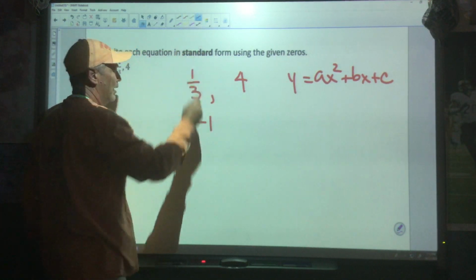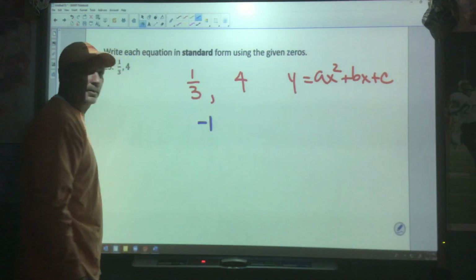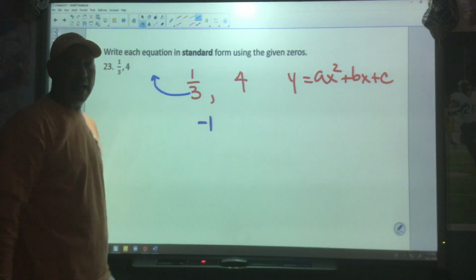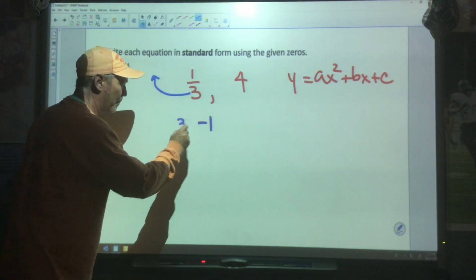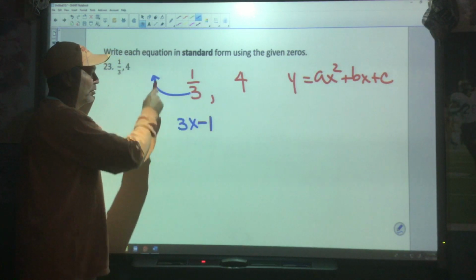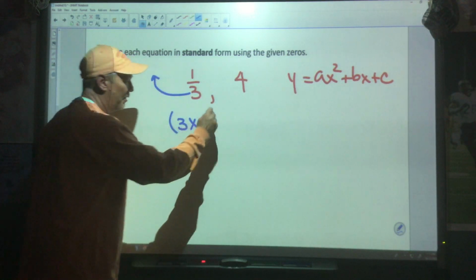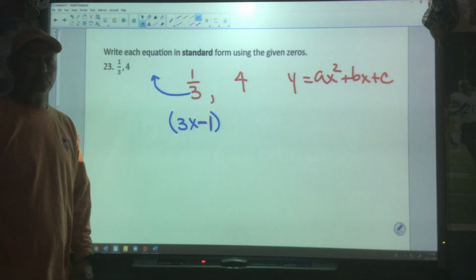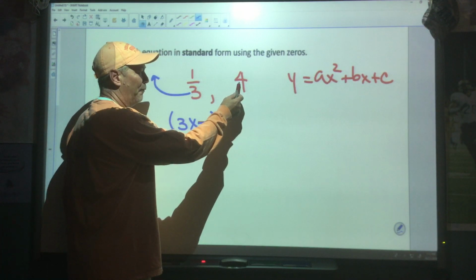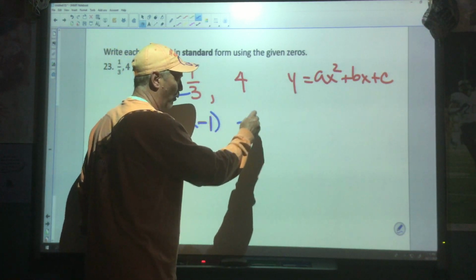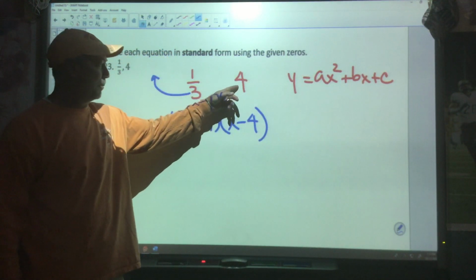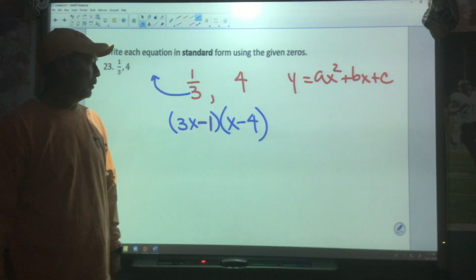Let's change this to blue. Negative 1. And then we're going to ask you to push the 3 back in front of the x where it was. So 1/3, you're going to take the opposite, push the 3 back in front of the x. There's your first parentheses. Second parentheses, what is the opposite of a positive 4? Minus 4. This zero came from x minus 4.